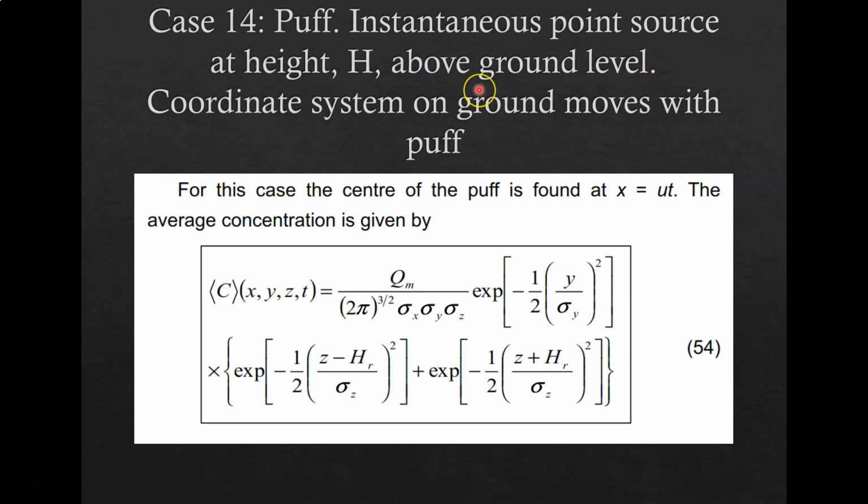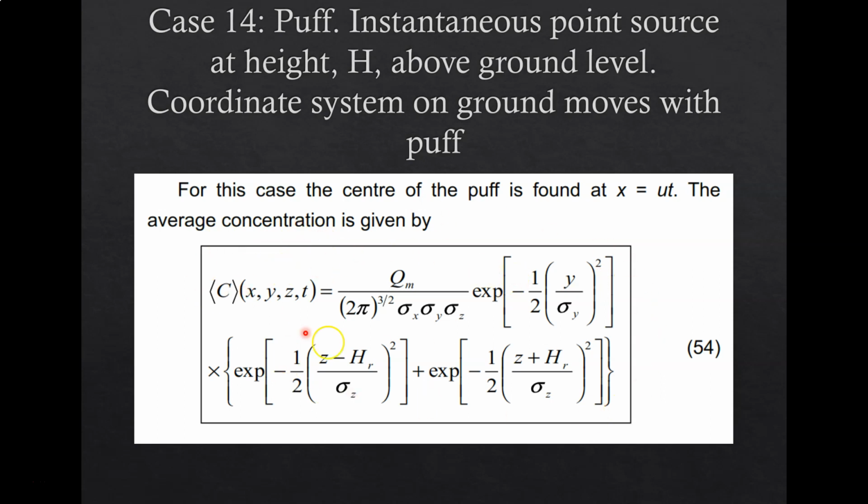So it involves a coordinate system on the ground that moves with the puff. In case 14, the coordinate system on the ground moves with the puff. For this case, the center of the puff is found at x equal to ut. We try to calculate the concentration at the center of the puff, where the average concentration is given by this equation.